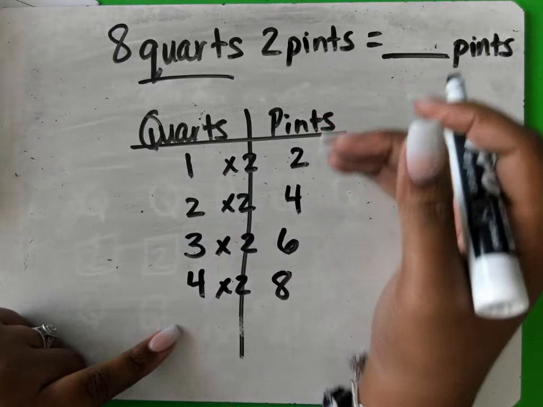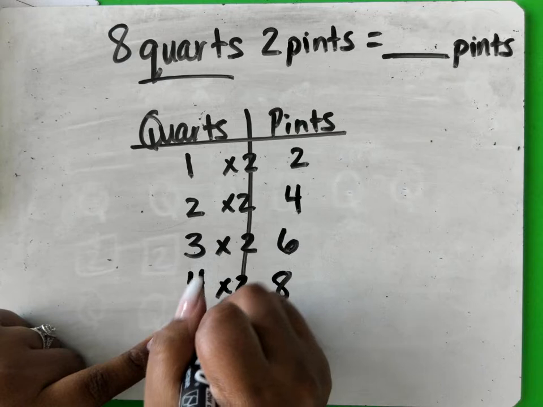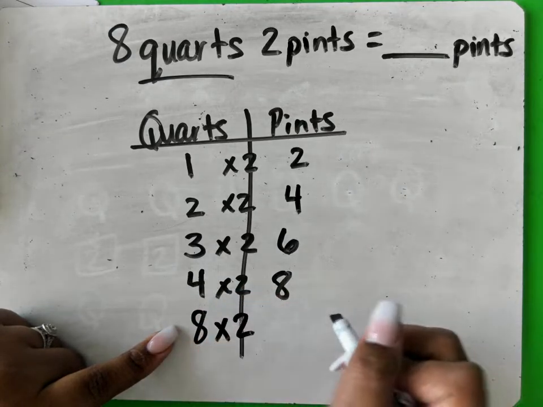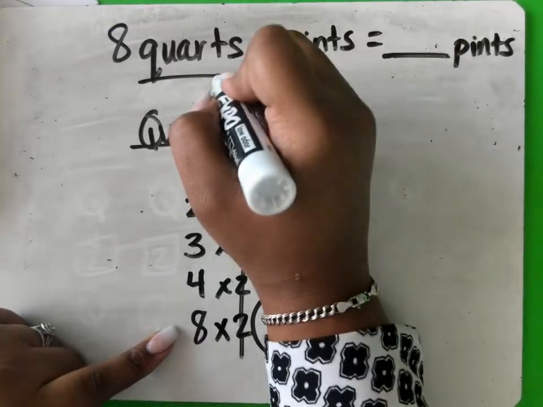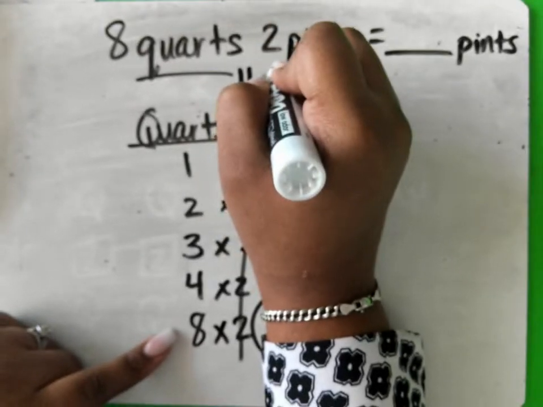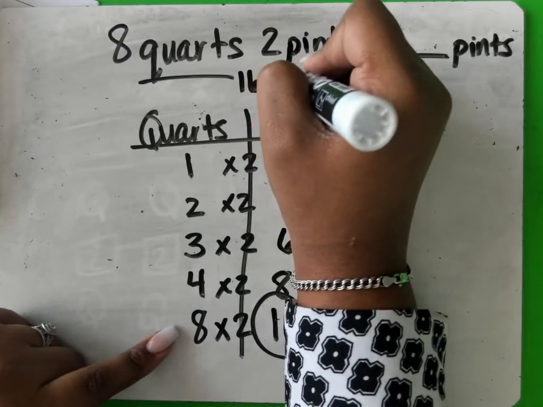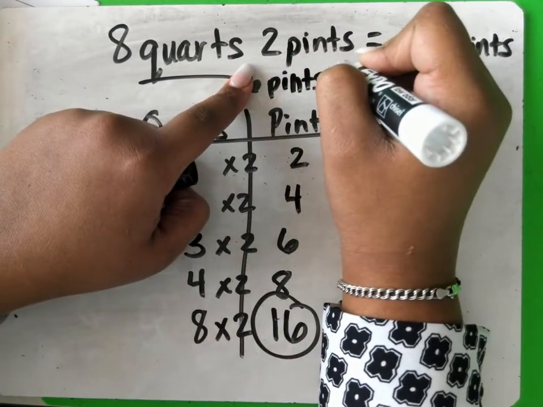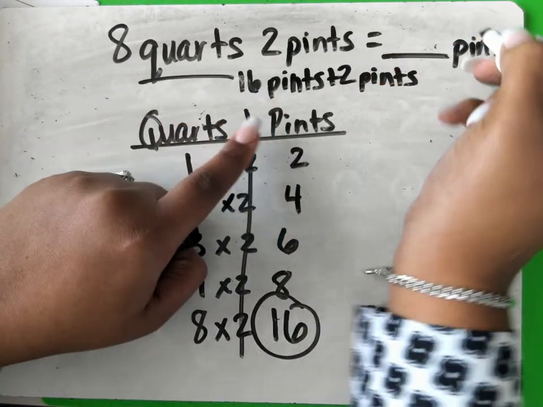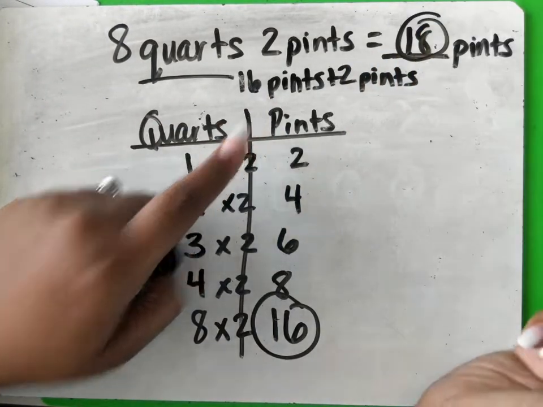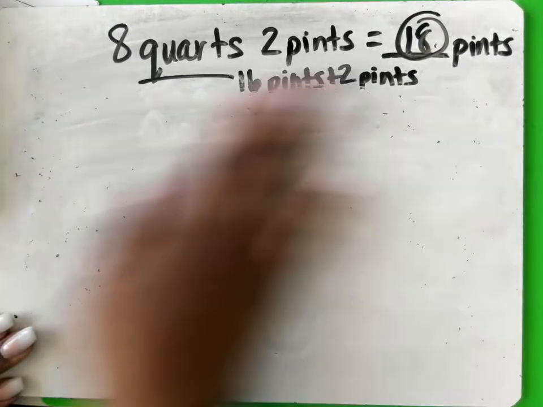But I'm looking for quarts. So if I know that I'm following the rule of times 2, I don't have to write it out all the way. I'm just going to plug in that 8 here, multiply it by 2, and I have my 16 quarts, I'm sorry, my 16 pints. 16 pints. And I already have 2 here, so that's plus 2. And once again, that gives me 18 pints. Okay? So that was letter C.